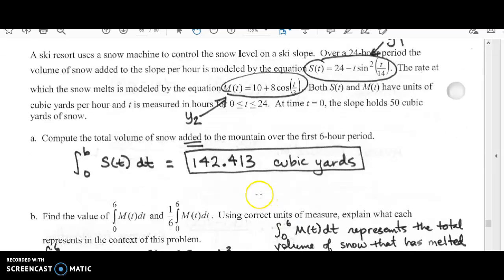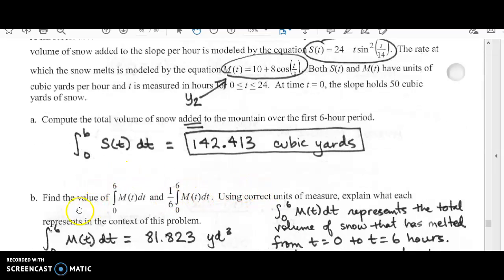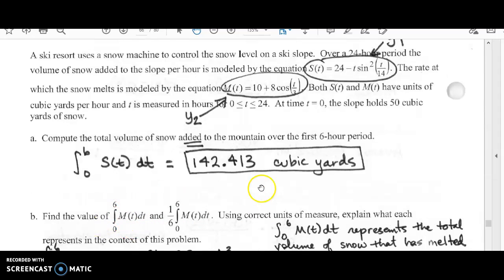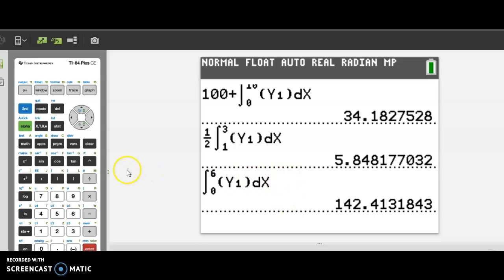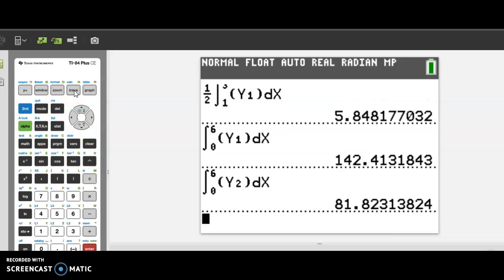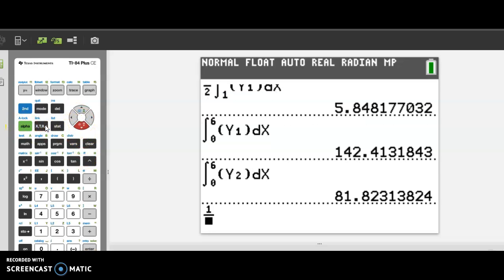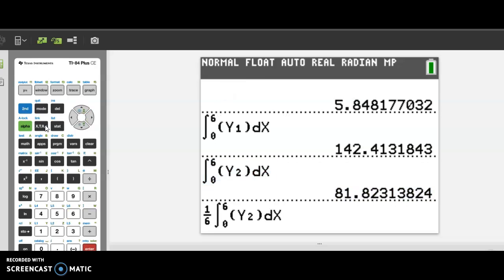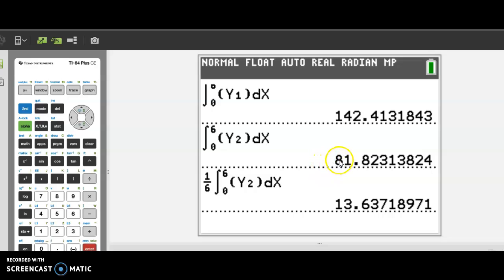So let's just talk about, because I don't know if I'm gonna. Oh, they want you to find the value of each of these. So what we could do is actually just type that into y2 in our equation, which I already did. So you have a couple of options. You can just grab that because it's the same thing, and then just change y1 to be y2. What you could do as well is hit alpha trace to do 1, 6, and then go up and grab that equation. Or just take this 81.823 and divide by 6. So you have several options here.